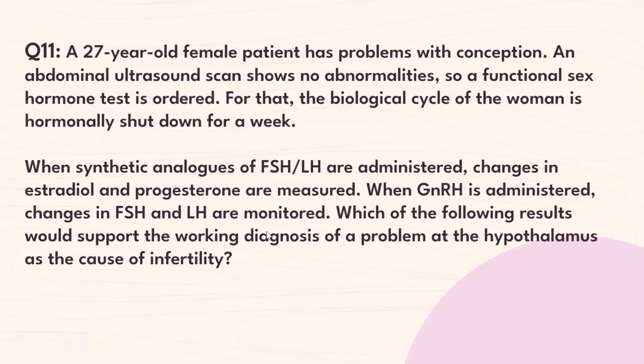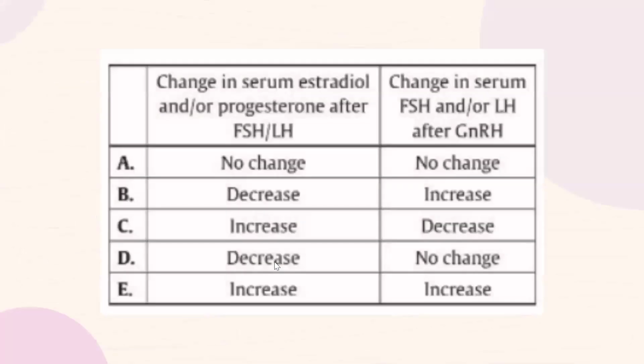So now we're going to look at the table. Which of these do you think would indicate that the hypothalamus is at fault? So again, let me just go over it briefly. FSH and LH is administered, and you're looking at the changes in estrogen and progesterone. And then GnRH is administered, and you're looking at the FSH and LH. That is correct. You're smart.